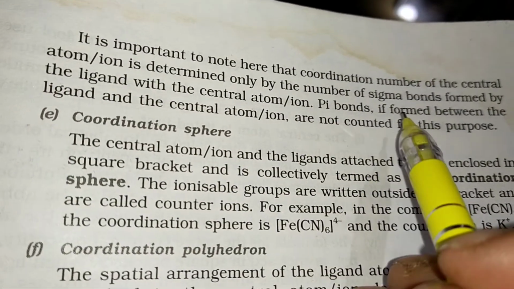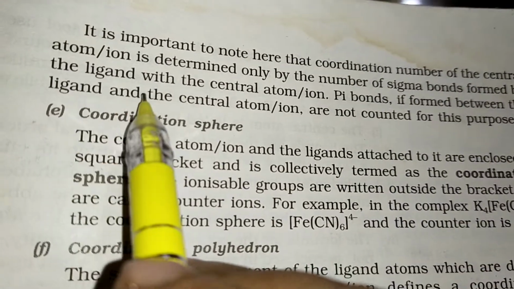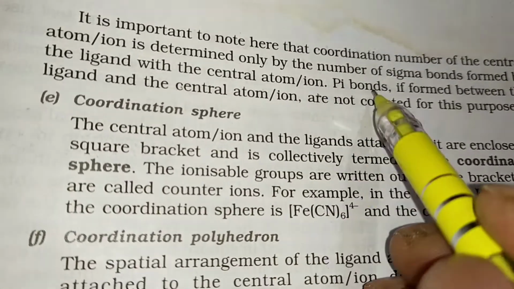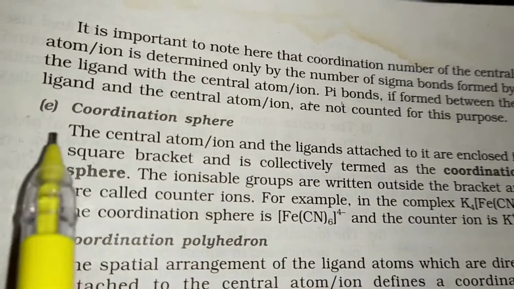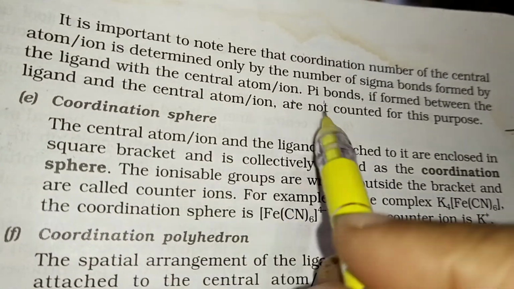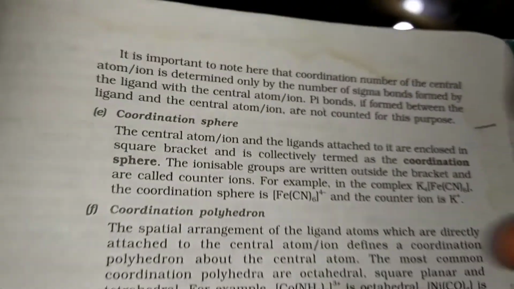Now it is important to note that the coordination number of the central atom or ion is determined only by the number of sigma bonds formed by the ligand with the central atom or ion. Pi bonds, if formed between the ligand and the central metal atom, are not counted for this purpose. Okay, that we will discuss after.